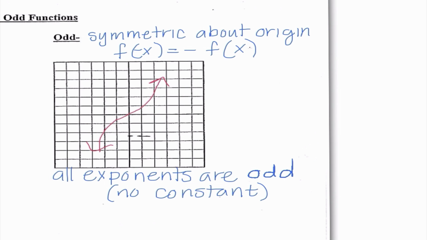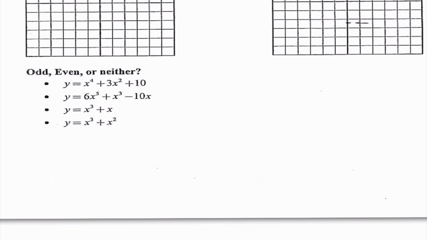Another way that we can see is if all the exponents are odd, and in this case there can be no constant, and we'll learn later on this chapter why something that has a constant would not be symmetric about the origin. So let's quickly determine if things are even, odd, or neither.